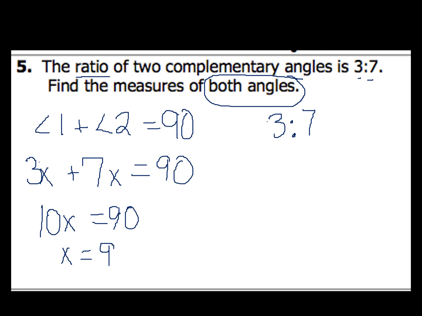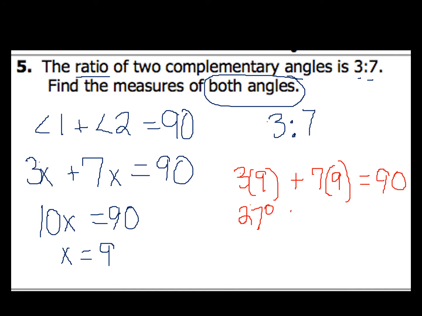So when we find our first angle, we're going to take a look at 3x, and we're going to plug in 9. So 3x multiplied by 9. And then the other one is 7x multiplied by 9. And they both should come out to 90. So 3 times 9 is 27. And 7 times 9 is 63. Does that come out to 90? Yes, it does. So one angle is 27 degrees and the other angle is 63 degrees.